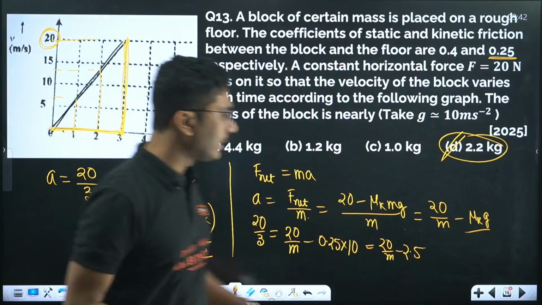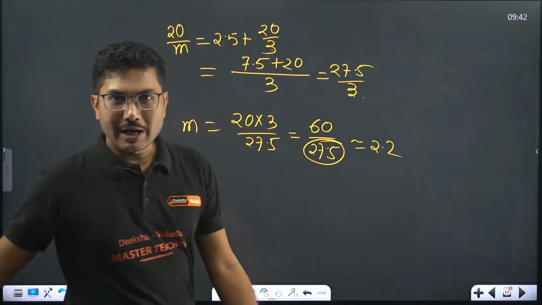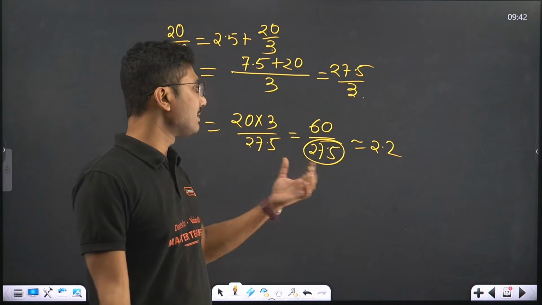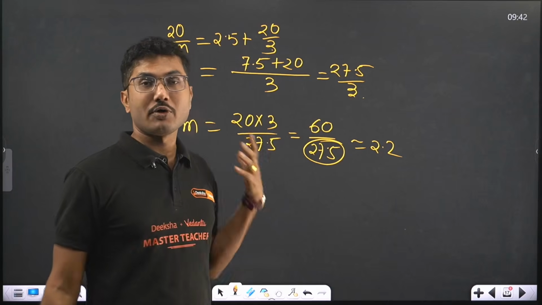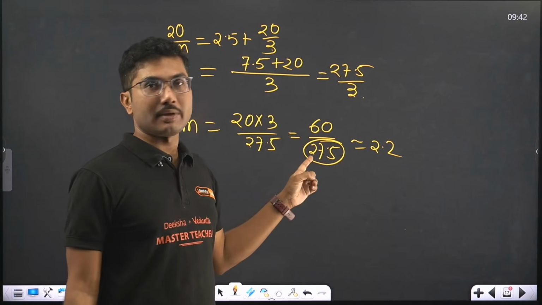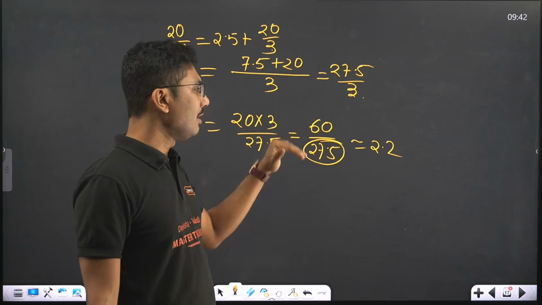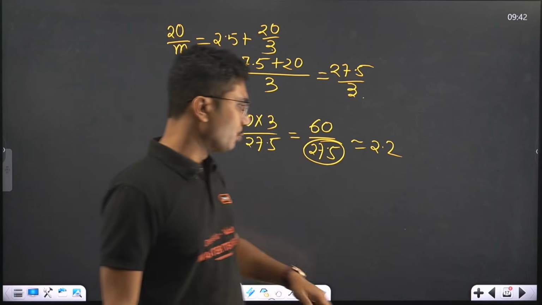If you had a calculator, you could have calculated it as 2.2 kg, but we do not have a calculator, so we have to guess. After this stage, how to guess the answer is also a very important part of knowing KCET problems. So here 60 by 27.5, that means 60 by very approximately 30, so 60 by 30 will be equal to 2, right?